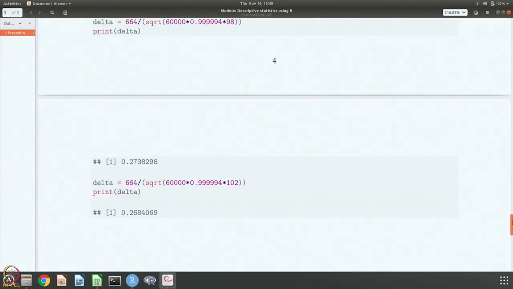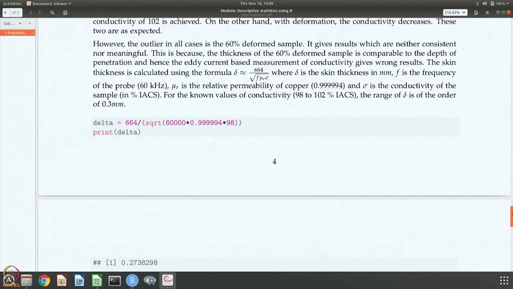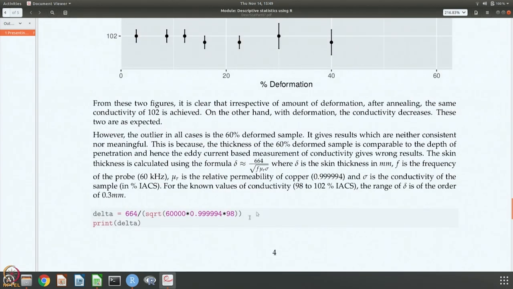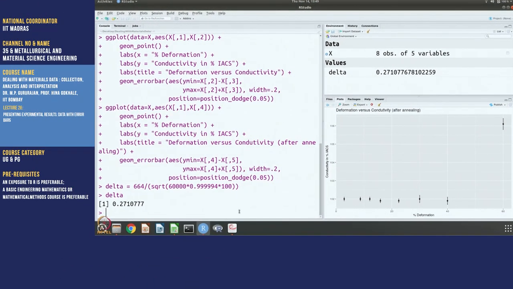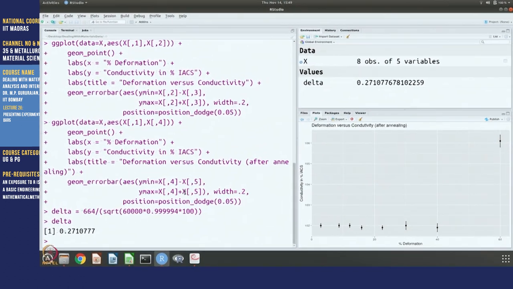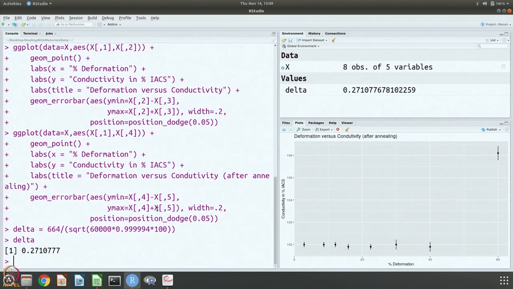So we now understand why this happens, and of course the conductivity is not really 100. We know that if you have a deformed sample, let us say 60% deformed, maybe its conductivity will go down 2-3 percentage ISCS points, and very well annealed samples can also give you above 100. Like we had a mean of about 101, but sometimes you can also get 102, etc.